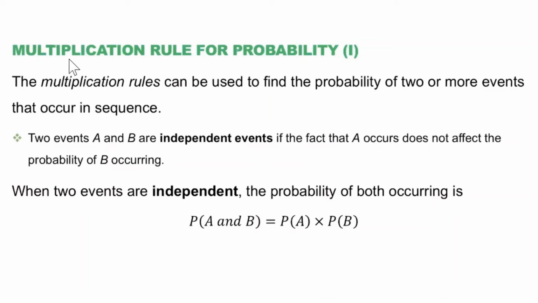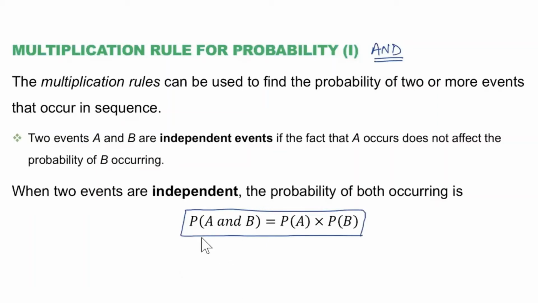And for the multiplication rule, we use the multiplication rule when you see the word and between two events. So if you see the word and between two events, then we use the multiplication rule. Now, the multiplication rule for independent events is this one. Probability of A and B is equal to probability of A times probability of B. Please copy this formula. This is the probability of two events A and B which are independent.